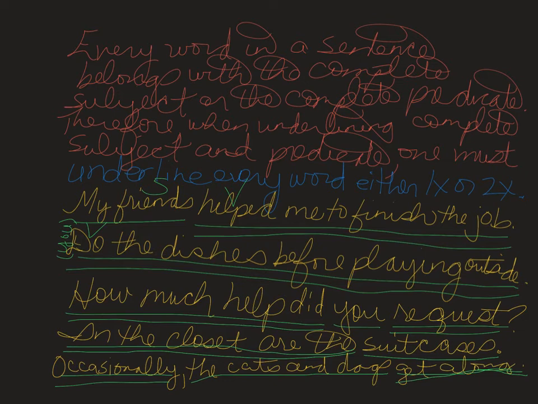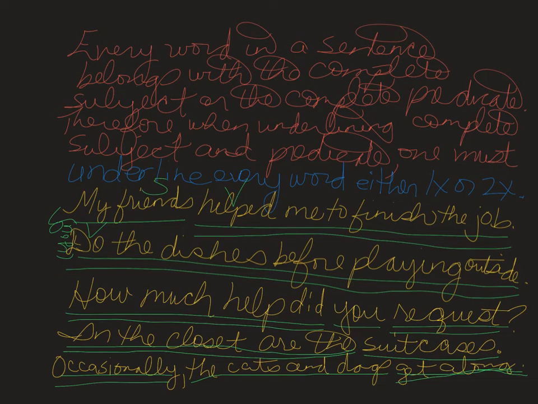Who is supposed to do? You are. So understood you is your subject. And please note that there are no other words here that go with understood you. Understood you is your simple subject and your complete subject, because do is the simple predicate. Do what? Dishes. Do dishes when?